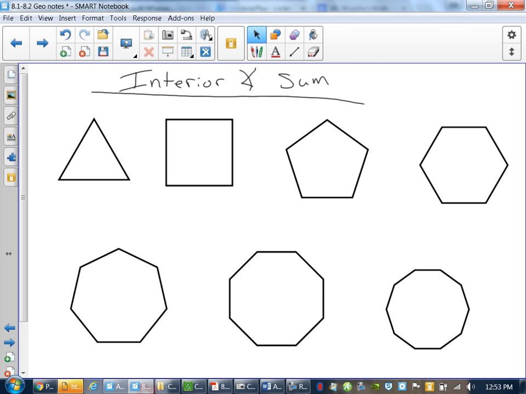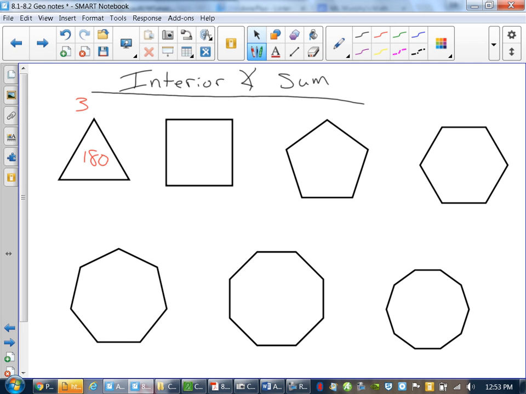So here's what I want you to think about. How many degrees are on the inside of a triangle? There's 180 of them. Has that ever changed? No. So I know that inside of a triangle there are 180 degrees. First of all, how many sides are in a triangle? Okay, so that's 3 sides, 180 degrees.